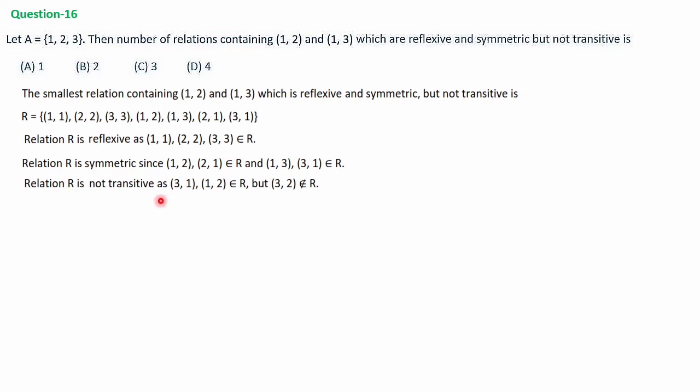And the relation R is not transitive because here you can see (3, 1) is an element and (1, 2) is an element. (3, 1), (1, 2) being elements means (3, 2) must be an element. But (3, 2) is not here. We have not included (3, 2) in this relation. So (3, 2) is not an element of R. Therefore we can say that the relation is not transitive. So the total number of desired relations is 1. So from here we can write only one relation. So the correct answer is option A.